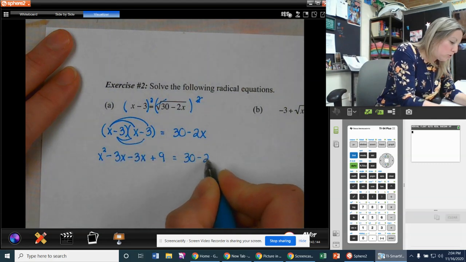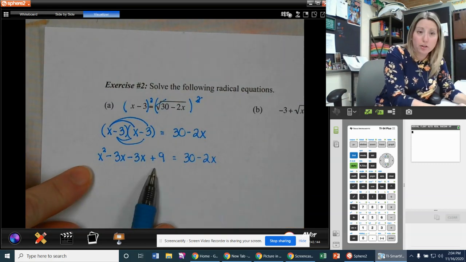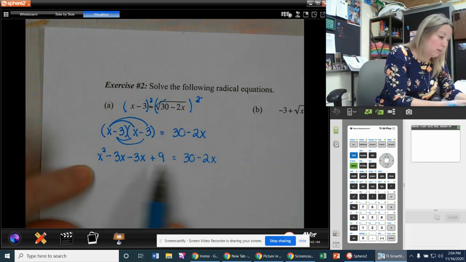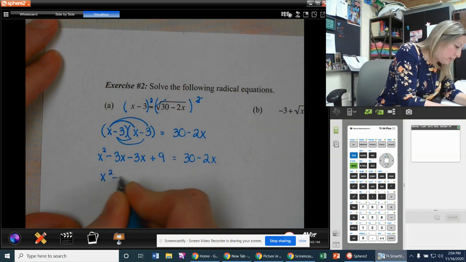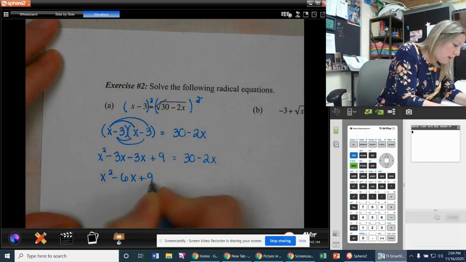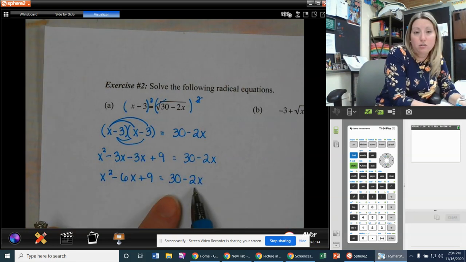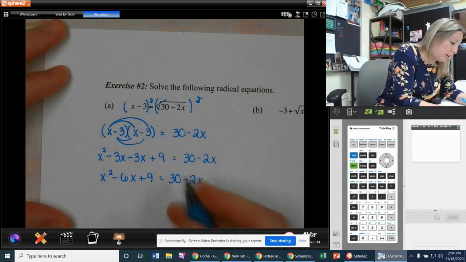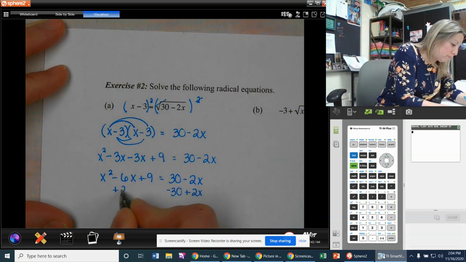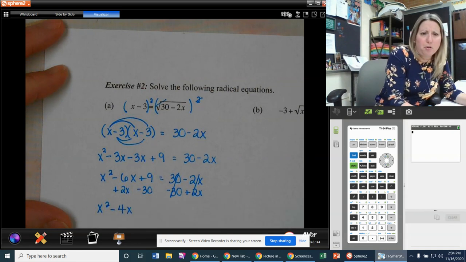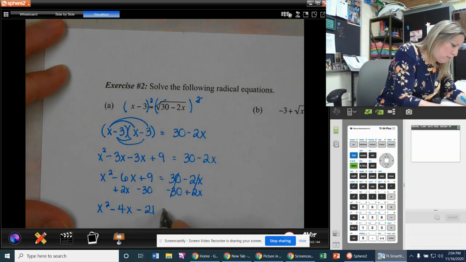So now that I've done my foiling, I'm going to resolve the middle here where the like terms add up to negative 6x. And now, since I have an x squared, I'm going to bring these 2 things over to the same side of the equal sign as the x squared. Negative 30 plus 9 is negative 21.